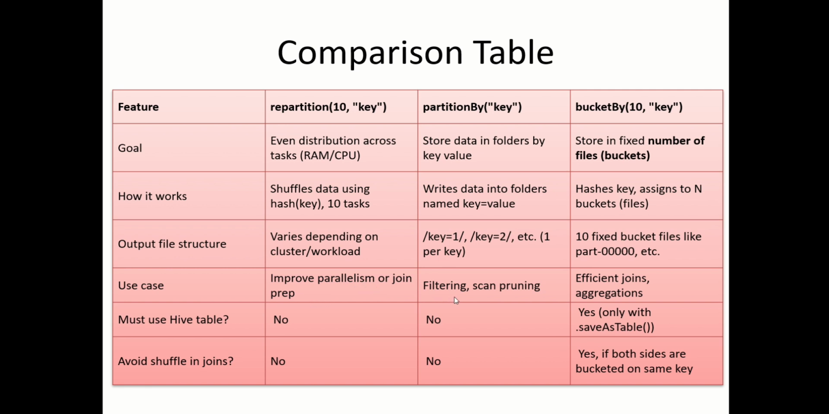Partition by helps us with filtering and scan pruning. But bucket by is efficient for joins and aggregation. One thing here: bucket by must use a Hive table. With partition by, we don't have to use a Hive table. We can save as a Parquet file or CSV file, however we want.